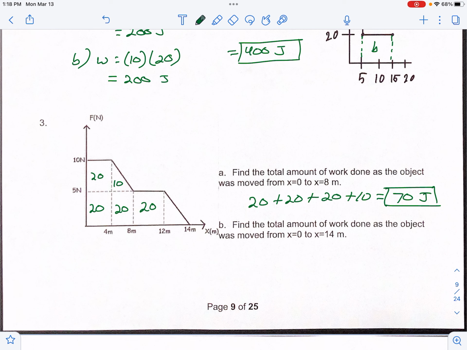Now be careful with this, you can get trapped because it looks the same, so just make sure you pay attention to your numbers. My base is now 2, so 12 to 14. My height's still 5, so 2 times 5 would be 10, but half of that since it's a triangle, so this is actually 5. Now total work, all I got to do is add all those up. So 20 plus 20 plus 20 plus 10 plus 20 plus 5, and that comes out to be 95 joules.